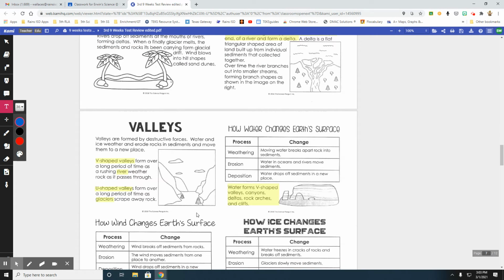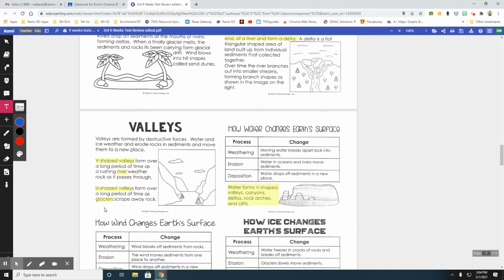Valleys, two different types that we need to focus on here. We've got to focus on the V-shaped valley, which is going to be carved by a river. Notice the letter here in the middle of river is a V. That's your hint. If it's a river, it's a V-shaped valley, okay? If it's a glacier, it's going to carve out a little bit wider, a little smoother bottomed valley, and it's called a U shape. So here's how I tell you to remember it.